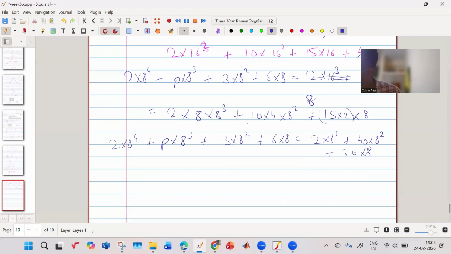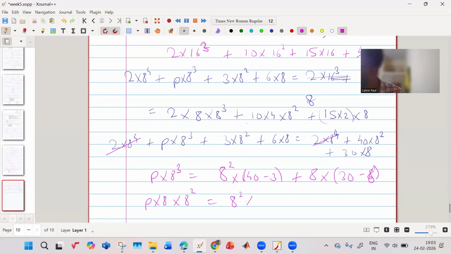So what do we see? We see that this gets cancelled, yes, this is 8 raised to 4, so this gets cancelled. Now we still have P into 8 to the power 3, that is equal to 8 square into 40 minus 3 plus 8 into 30 minus 6. So P into 8 cube is 8 square into 37 plus 8 into 24, right?